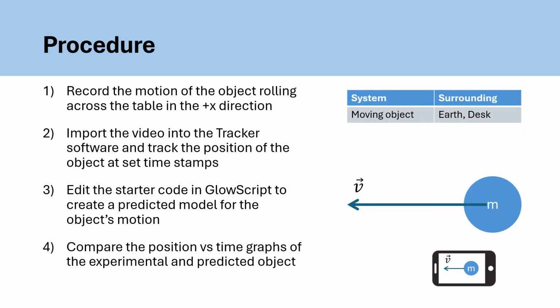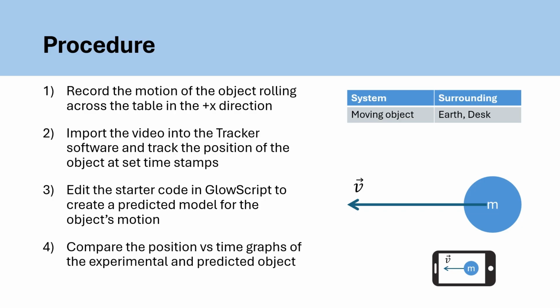For this procedure, we are going to record the motion of the object rolling across the table in the positive x direction, import the video into Tracker software, and track the position of the object at the set timestamps, edit the starter code in GlowScript to create a predicted model for the object's motion, and compare the position versus time graphs of the experimental and predicted object.